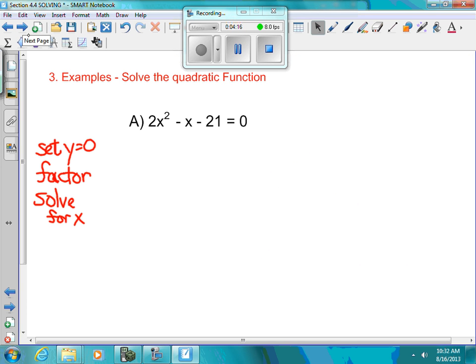So, solving 2x squared minus x minus 21 equals 0. Looks very similar to what we did yesterday. The only difference is the number in front of x squared is not 1. Okay? So, in all of these, whether you're solving, whether you're finding the zeros, you have to set y equal to 0. So the whole equation has to equal 0. In this case, it already is.